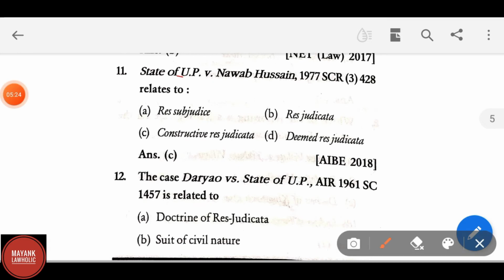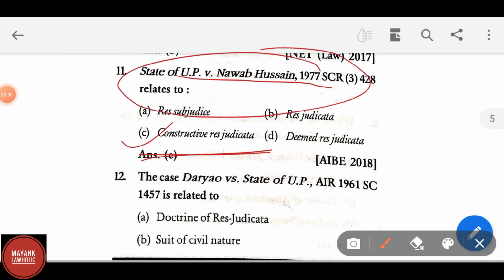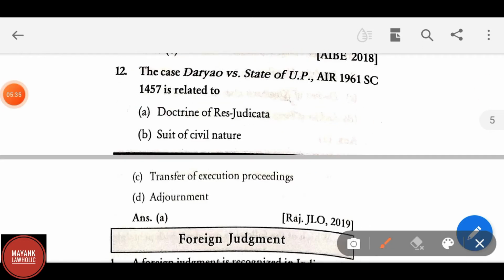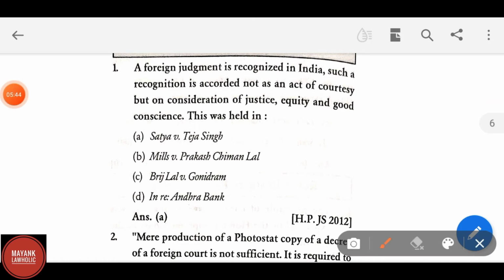State of UP versus Nawab Hussain, 1977, relates to? Correct answer is constructive res judicata. This is also an important question. The case Daryao versus State of UP, AIR 1961 SC 1457, is related to the doctrine of res judicata. A foreign judgment is recognized in India. Such a recognition is accorded not as an act of courtesy but on consideration of justice, equity and good conscience.